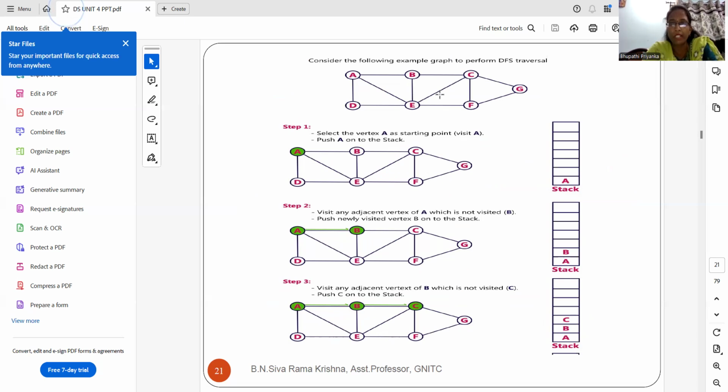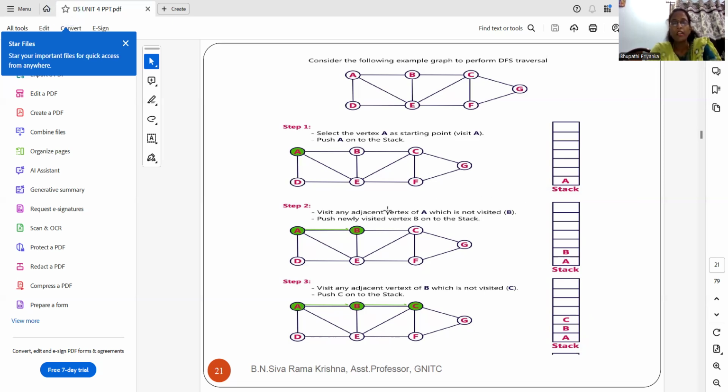Here we'll perform DFS traversal. A, B, C, D, E, F, G are the vertices in our graph. Step 1: select the vertex A as a starting point. In our graph, we can select any vertex. Here I am selecting A as my starting point. So that vertex A I need to push into the stack.